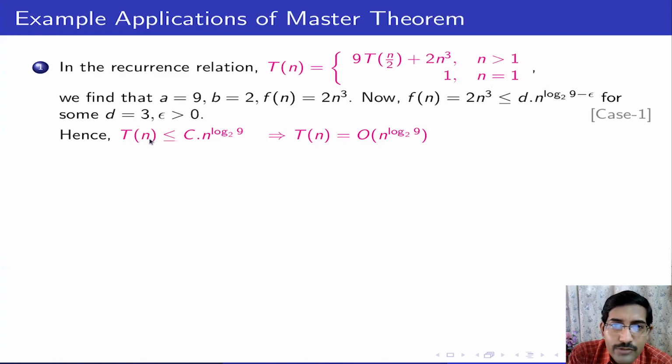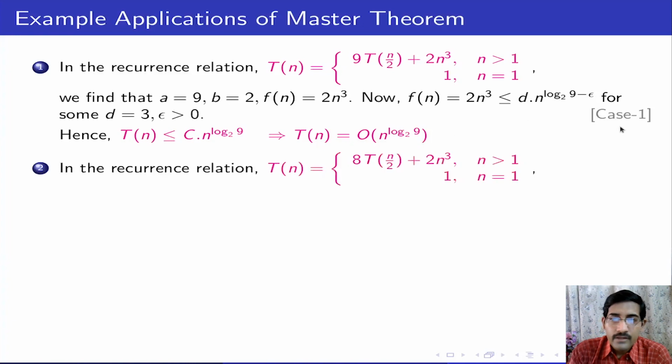So therefore when this happens, you say it is upper bounded by n to the power log a base b, where a is 9 and b is 2, so this is upper bounded by this. We call it in the algorithmic sense order of this. This is the example for case 1. The example for case 2 goes the same way, where you have 8T(n/2) plus 2n³.